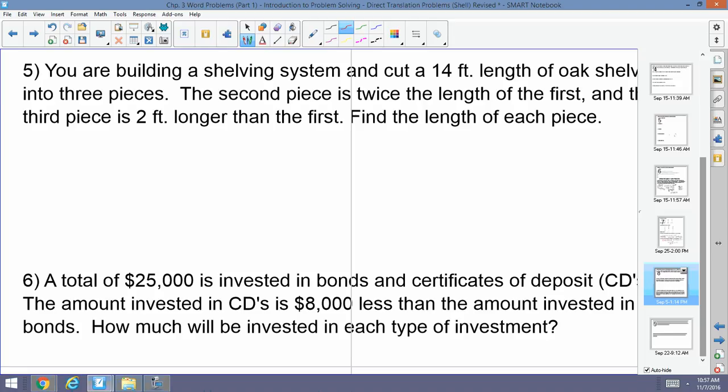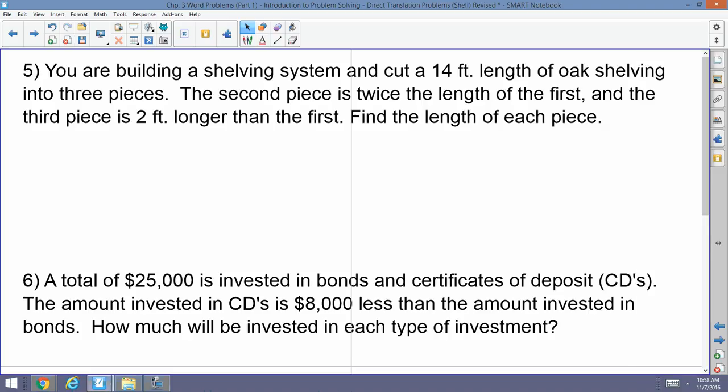You're building a shelving system and cut a 14-foot length of oak shelving into 3 pieces. The second piece is twice the length of the first, and the third piece is 2 feet longer than the first. Find the length of each piece. Okay, let's make a table.